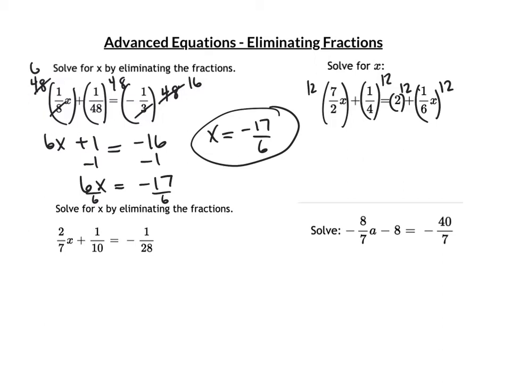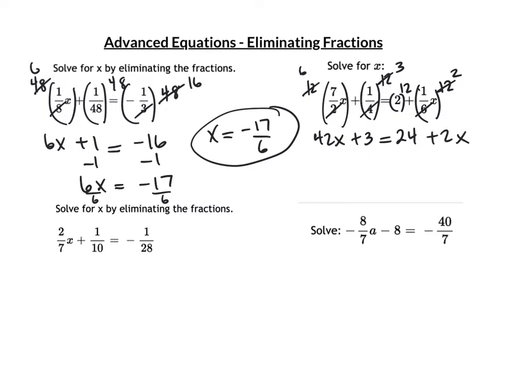You are distributing. Here, 2 into 12 goes 6 times. 6 times 7 is 42x. 4 into 12 goes 3 times, so 3 times 1. 2 times 12 is 24. 6 into 12 goes twice, so that would be plus 2x.